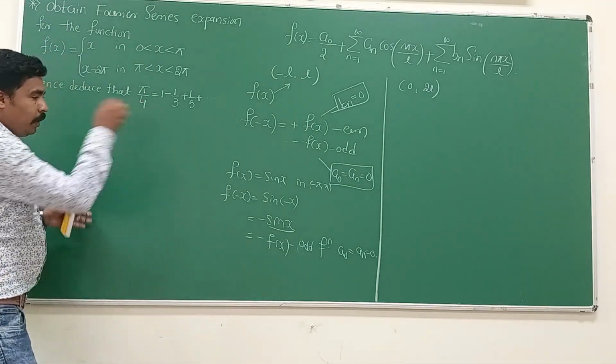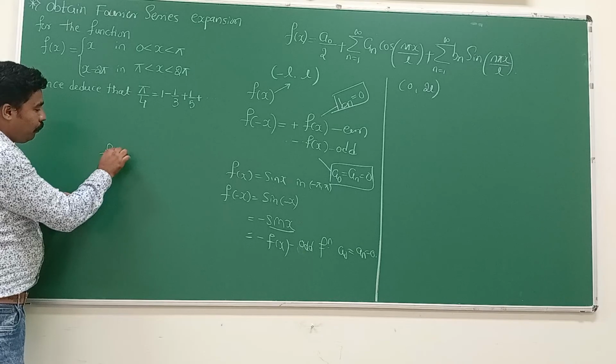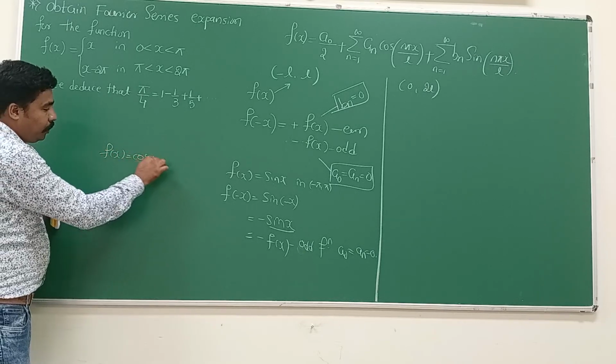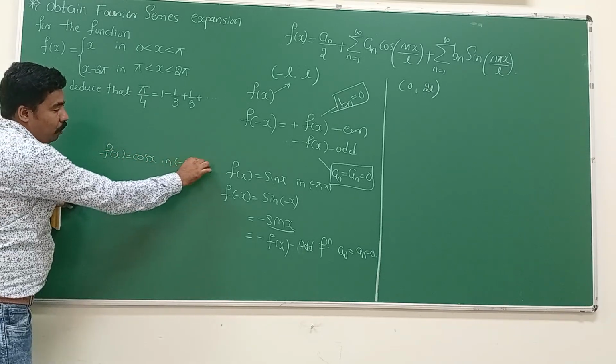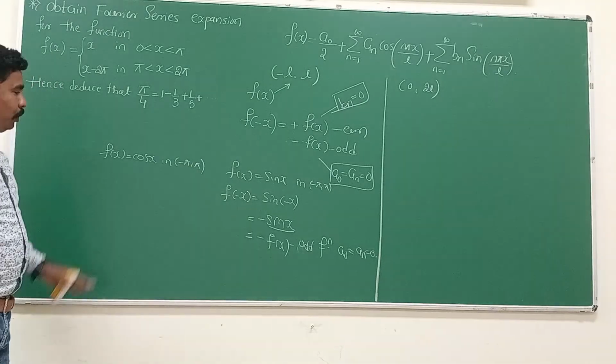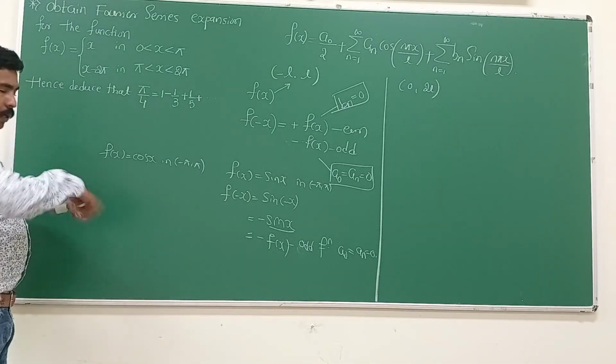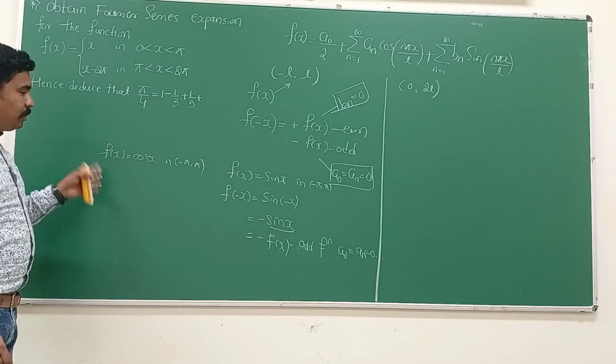In the same way, I will consider another function, f of x equal to cos x, in the interval minus pi to pi only. Now what happens? We know the result. We know how to check whether it is even or odd.